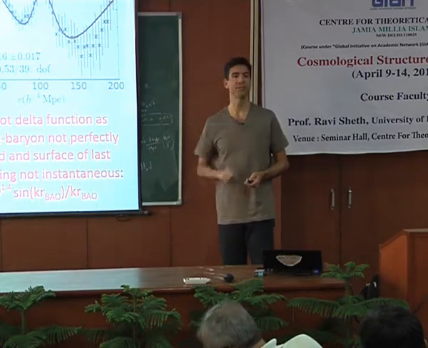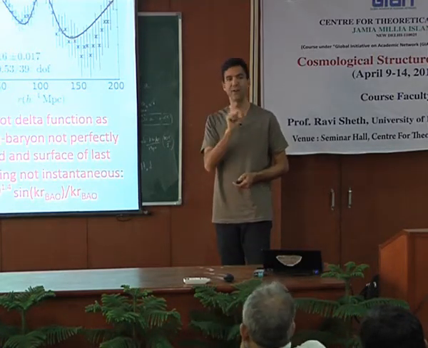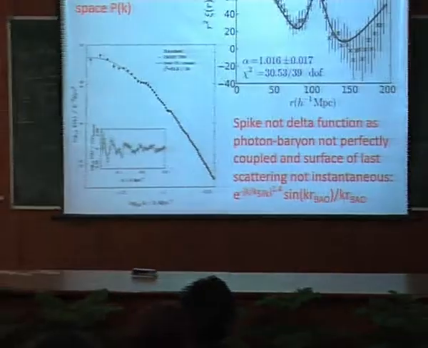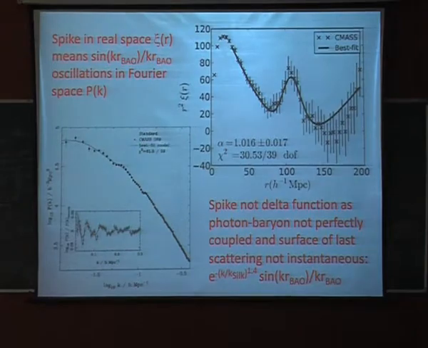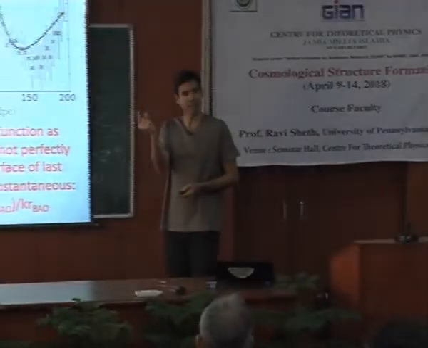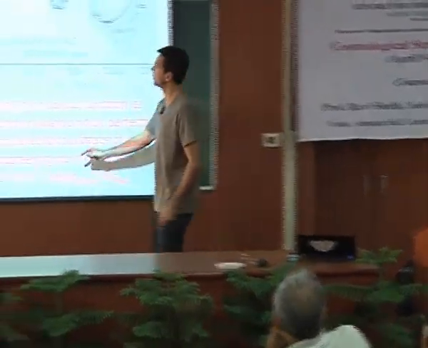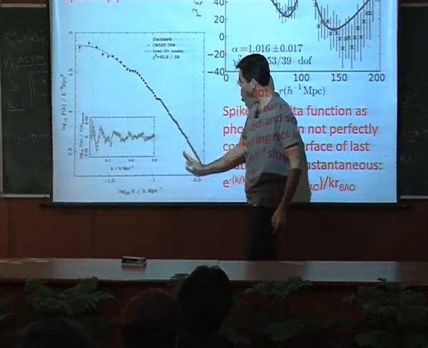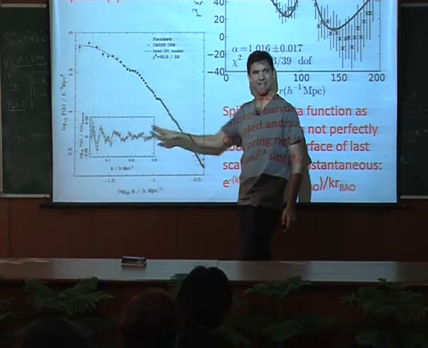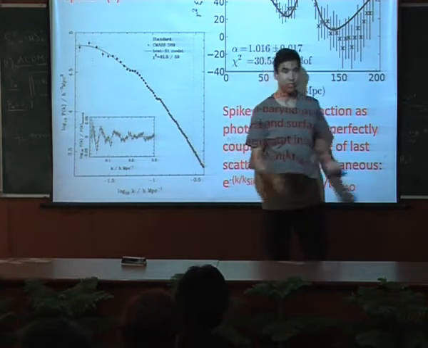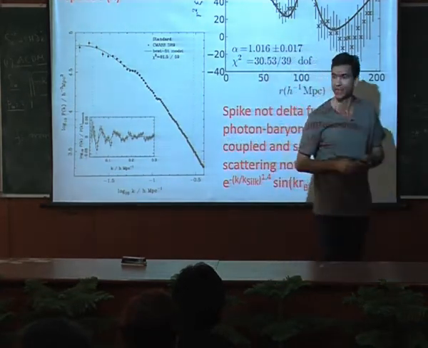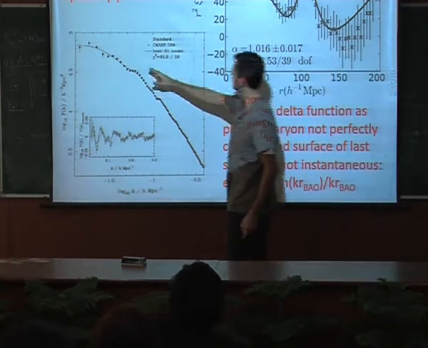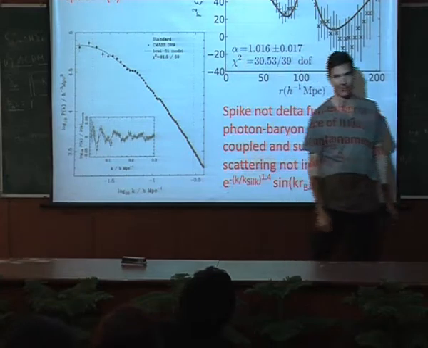There was some thickness to the last scattering surface. The baryons were not perfectly coupled with the photons, so this delta function was not a perfect delta function. Because of that, the delta function was smeared out a little. As a consequence, these oscillations here, you can see them here, but once you are here, they have been damped out because it's not a delta function, it's a slightly smeared out delta function. Okay? And so it's easy to see the first couple of bumps, but not after that.